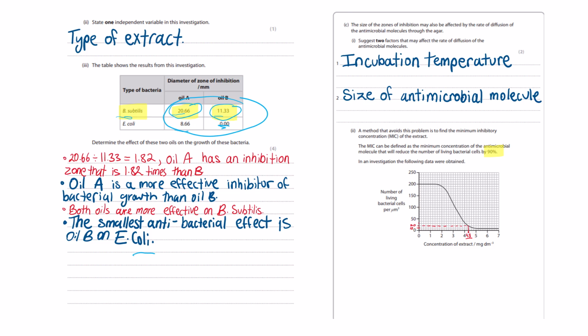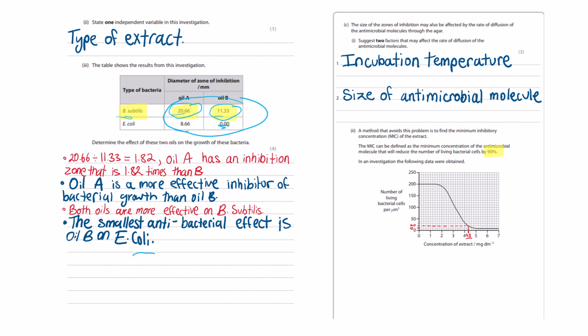Okay, now our final question. A method that avoids this problem is to find the minimum inhibitory concentration, MIC, of the extract. The MIC can be defined as the minimum concentration of the antimicrobial molecule that will reduce the number of living bacterial cells by 90%. Okay, meaning that we have 10% left. The next question is going to ask us to find this 10%.